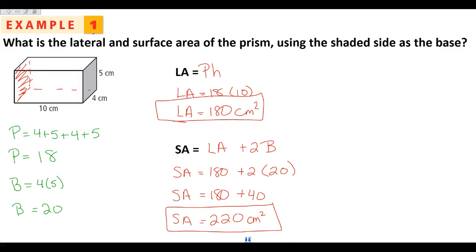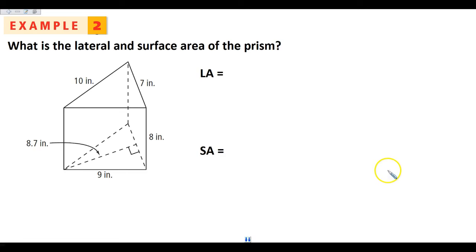All right, let's take a look at the next one. If it helps you, shade your base. This right here is the base of my prism. I'm going to need the perimeter of the base and the area of the base. The perimeter of the base is just all the sides added together. Well, this is 10, so I know that this is 10, this is 7, so this is 7. So it's going to be 10 plus 9 plus 7. So the perimeter of my base is 26.